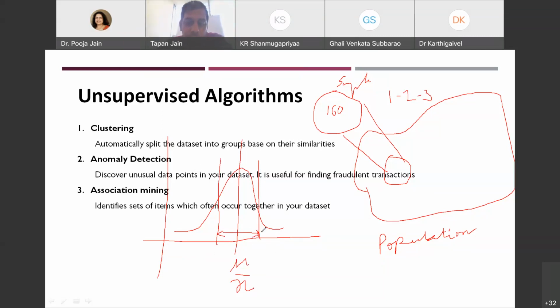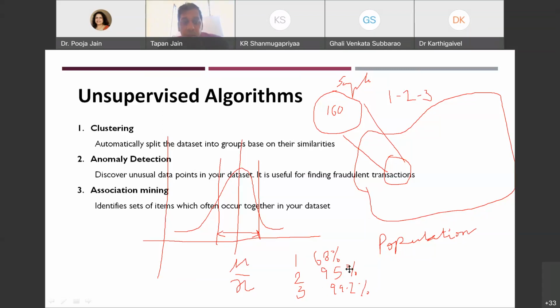If you observe the range from mu minus sigma to mu plus sigma, almost 68% of the data lies in this range. Number two: if I take mu minus 2 sigma to mu plus 2 sigma, then almost 95% of the data lies in that range. Third: if I take mu minus 3 sigma to mu plus 3 sigma, 99.7% of the data lies in this range.